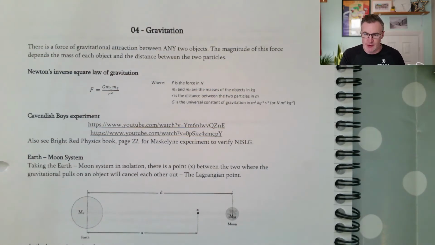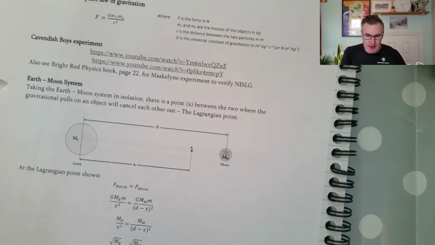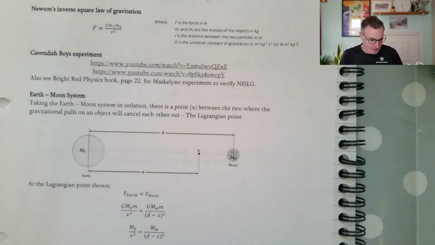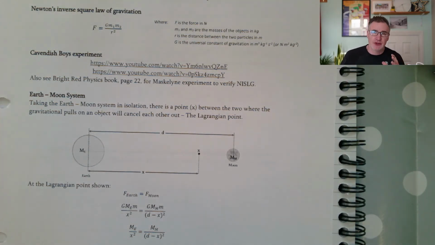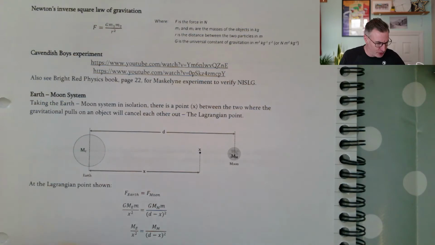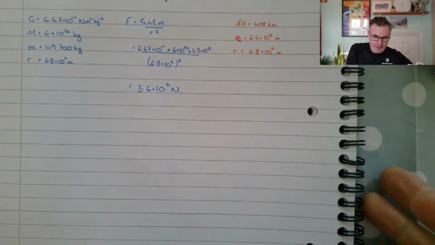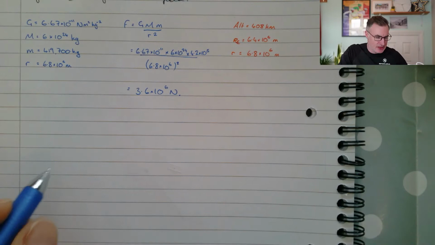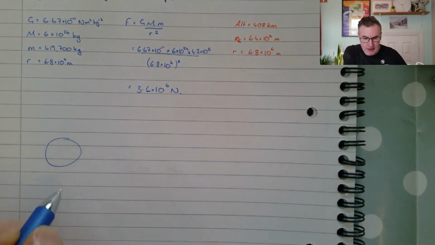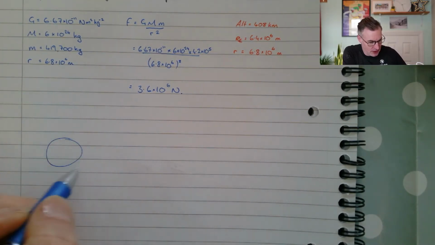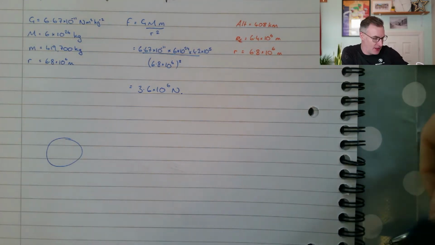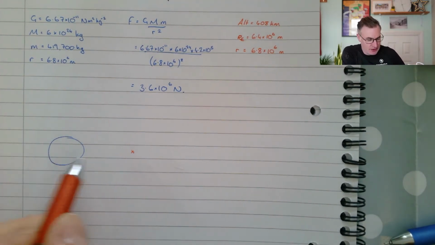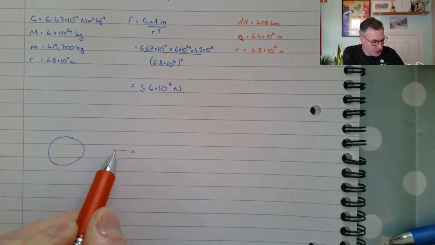From the course notes, we can see what I'm calling the Earth-Moon system, but it could be for anything. It could be between the Earth and the Sun, or between any two massive objects. What we're looking for is what we'll call a Lagrange point. That basically means if you place an object in a gravitational field, it's going to experience a force and accelerate towards the other object.